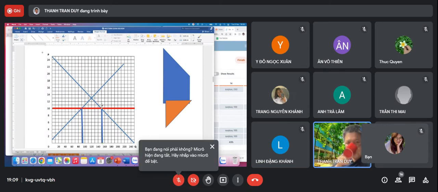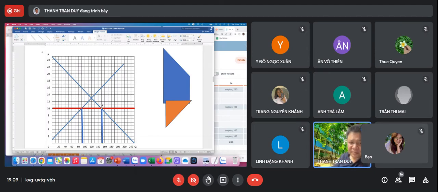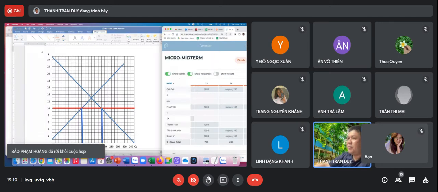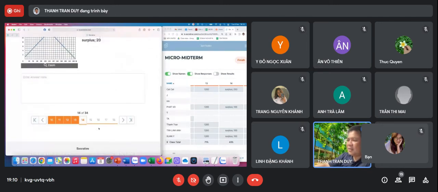How to solve the problem? Understand the problem? Remove the price ceiling. However, if the government removes the price ceiling, what happens? The price will rise. Okay. All right. Any questions so far about price ceiling and price floor?